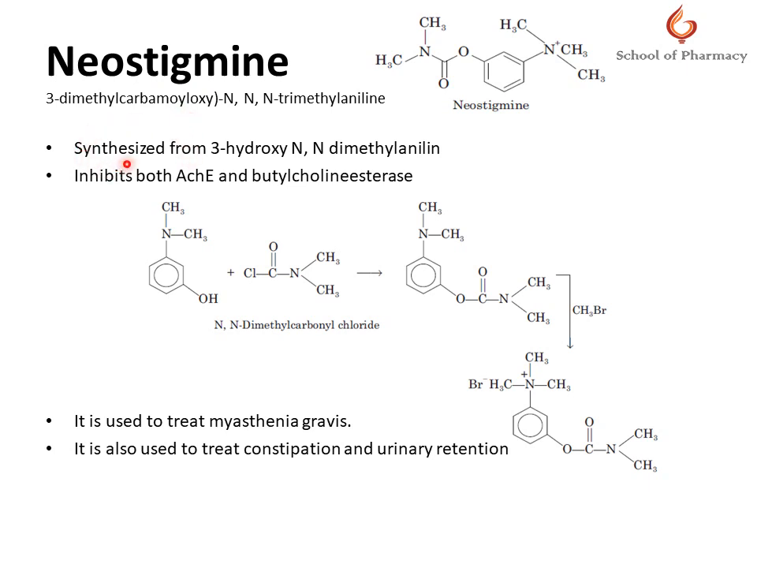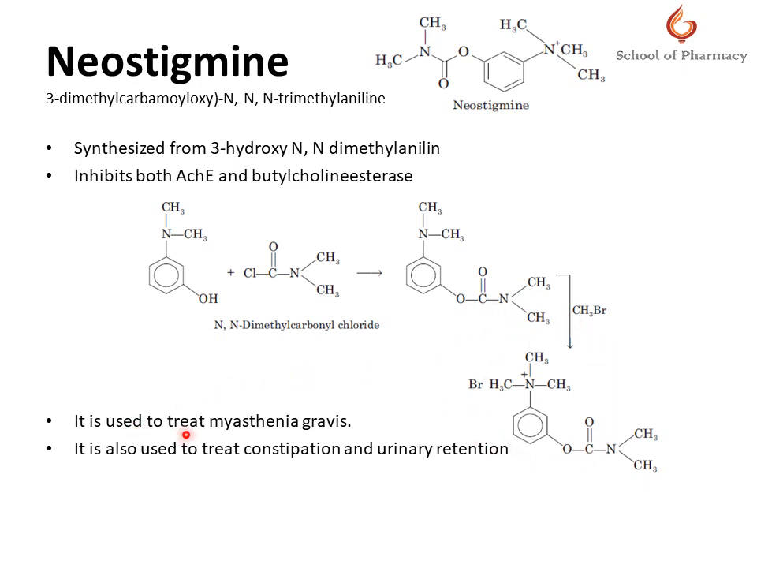Now, how is it synthesized? It is synthesized from 3-hydroxy-N,N-dimethylaniline, which is a precursor for it, and N,N-dimethylcarbamoyl chloride. This 3-hydroxy-N,N-dimethylaniline is also known as 3-dimethylaminophenol, which when reacted with N,N-dimethylcarbamoyl chloride forms the dimethyl carbamate, which on subsequent alkylation in the presence of dimethyl sulfate forms the desired compound.